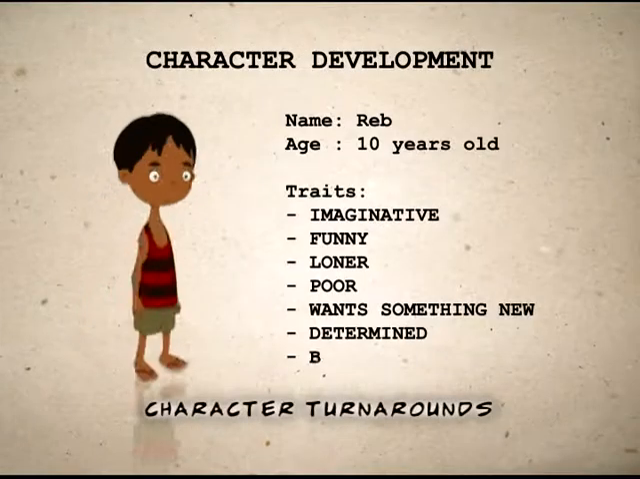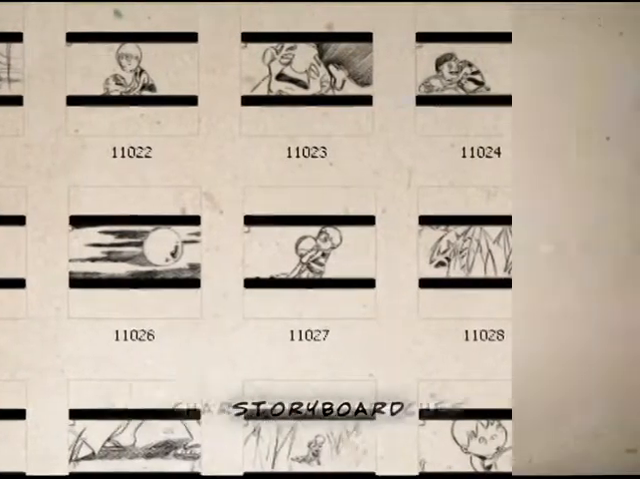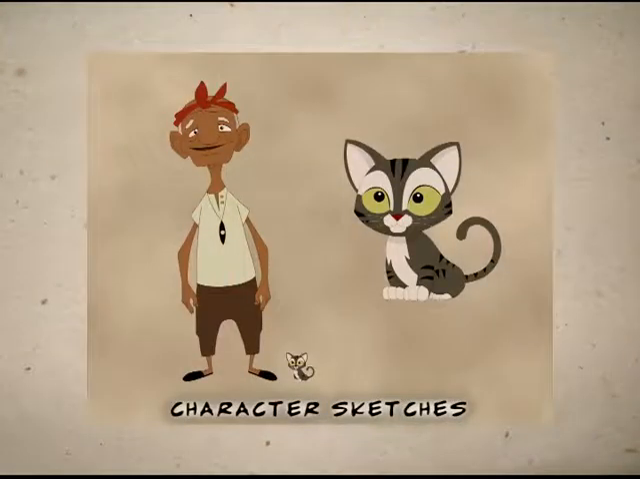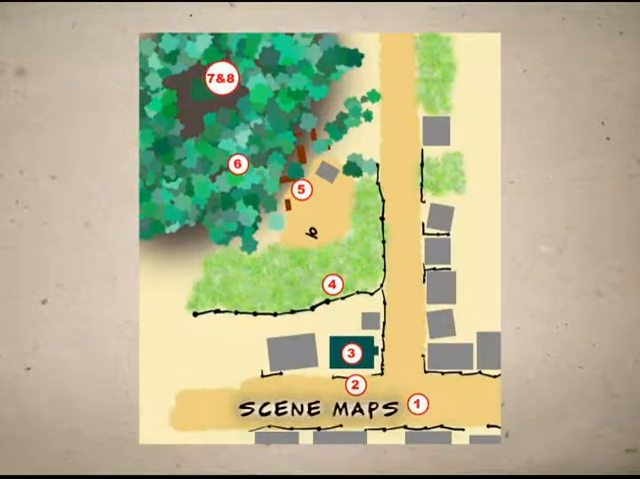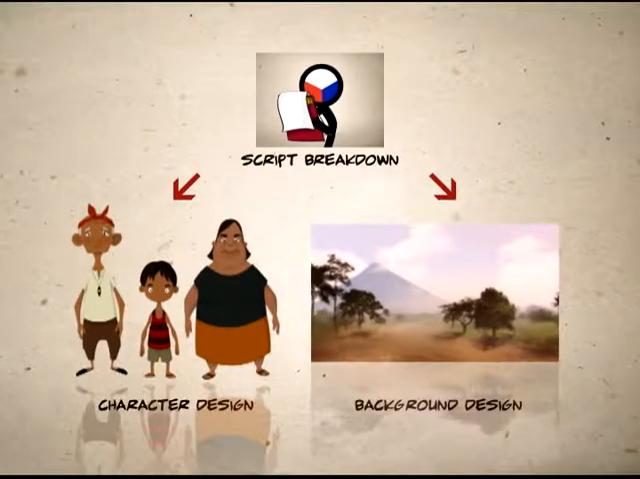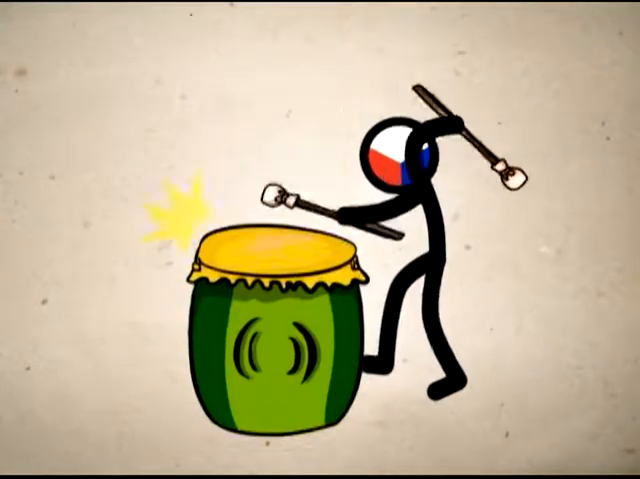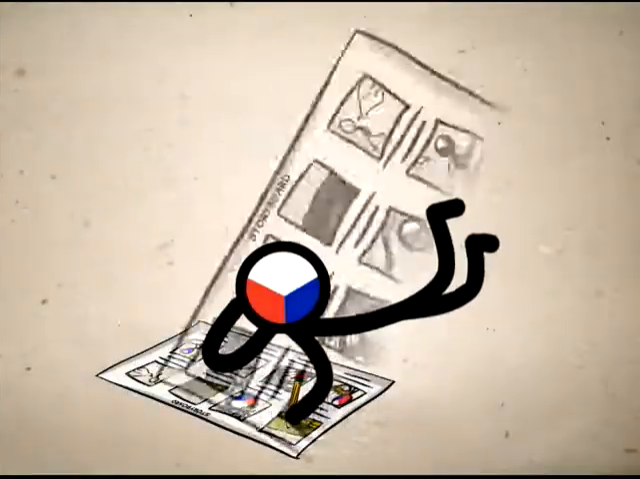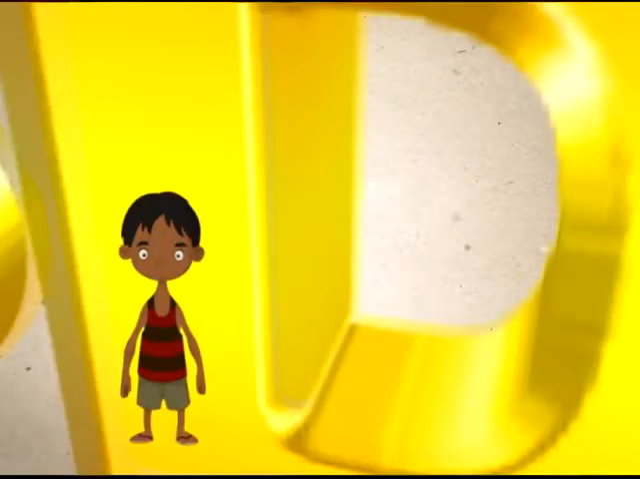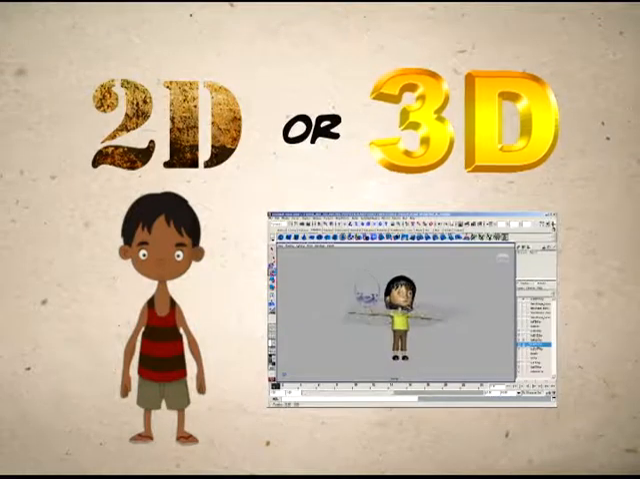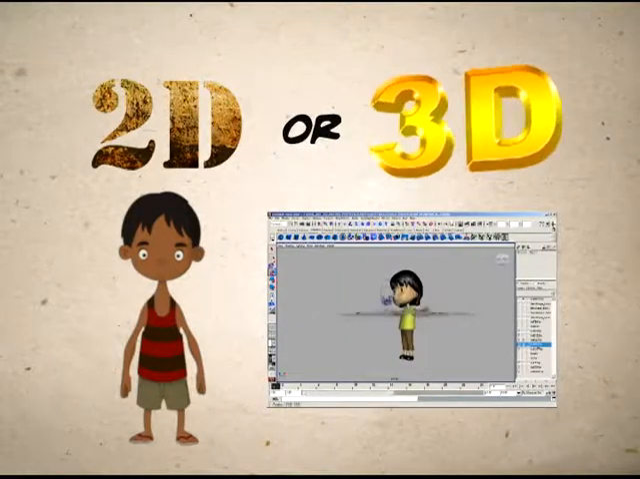In here, you get everything you need ready before you start animating. Break down your script for the character and background design. Start making the sound design and laying it all out on the storyboard and animatic reel. The most important task is selecting what type of animation you want to make. After that is determining the style.